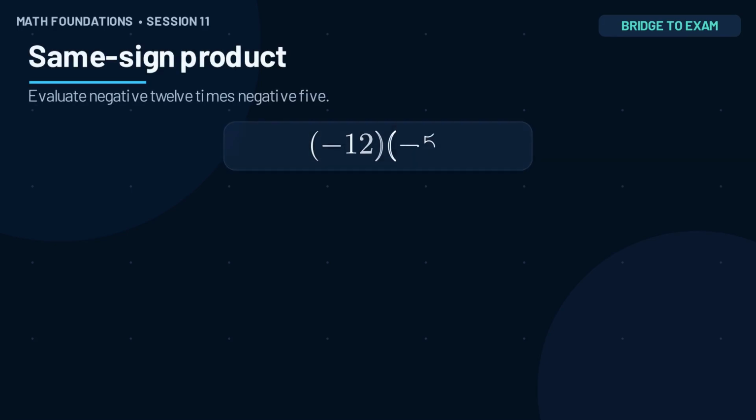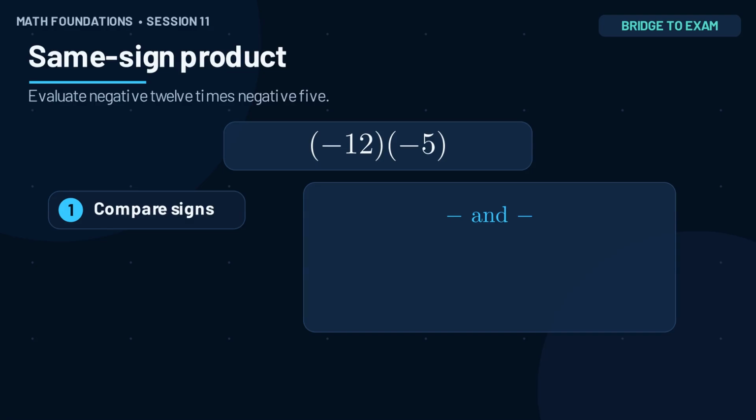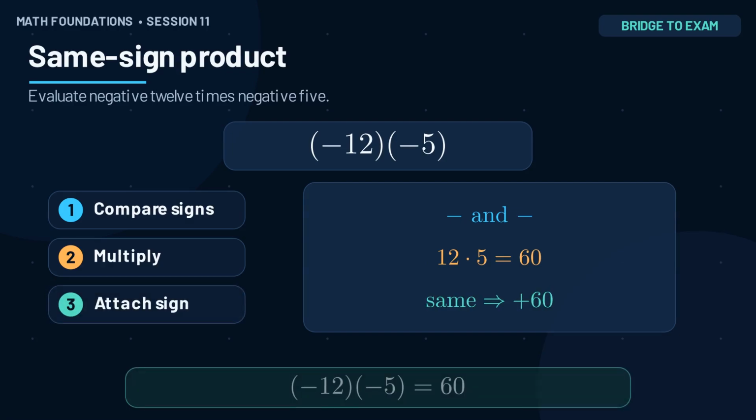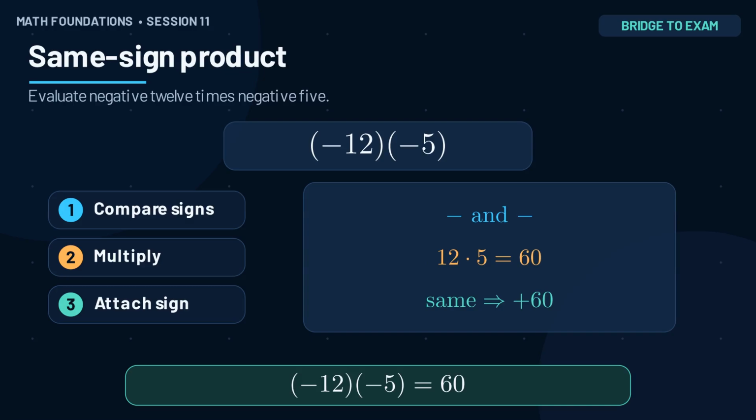Evaluate -12 times -5. Step 1. The two signs match, so predict a positive result. Step 2. Multiply 12 times 5 to get 60. Step 3. Keep the product positive. Therefore, -12 times -5 equals +60. Check. Multiplying 60 by the sign rule confirms that two negatives form a positive pair.